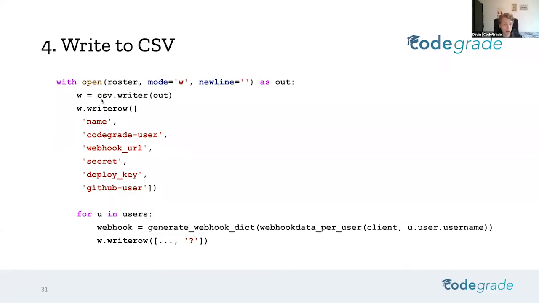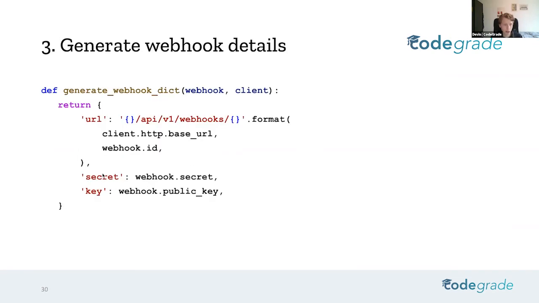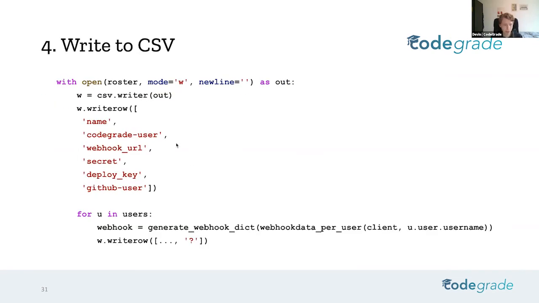And what we do is we make it a CSV writer, and we write the first row, which is going to be the header row with first our name or the username, the CodeGrade user, and the webhook URL, the secret, and the deploy key. Those things are what we generated right here. And then finally the GitHub user. So we give all this information from the data that we found in these three functions.